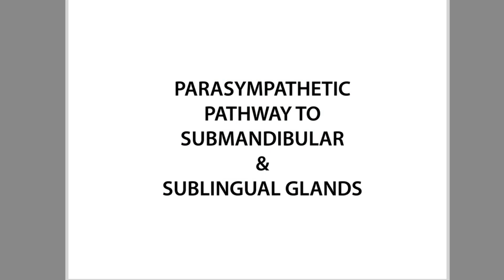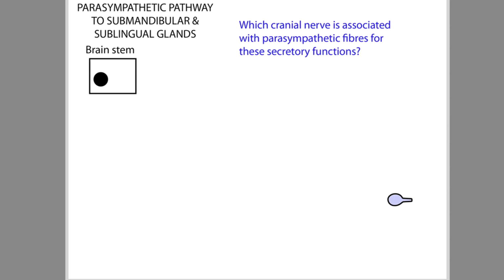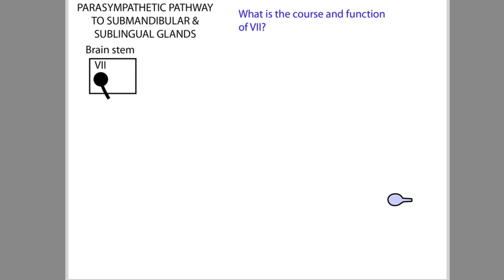Once again, this is in the format of questions so that you can answer if you wish before I give you the answer. So we see on the left side of the drawing there is the brainstem with the big black blob, and we're asked which cranial nerve is associated with the parasympathetic fibres for these secretory functions. And of course the answer is the facial nerve, cranial nerve number 7. What is the actual course and function of the facial nerve?